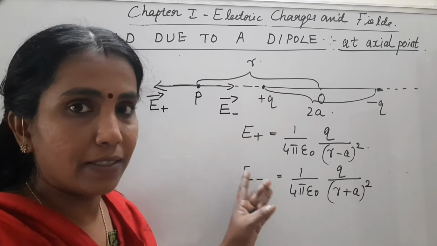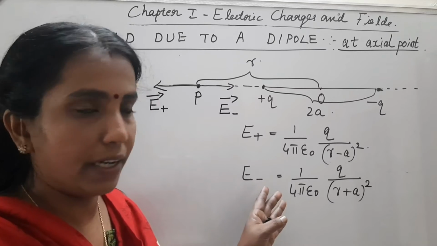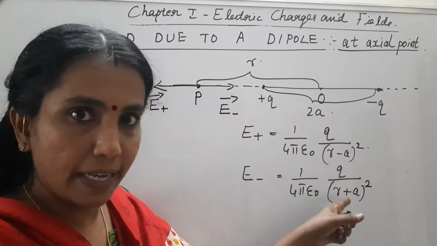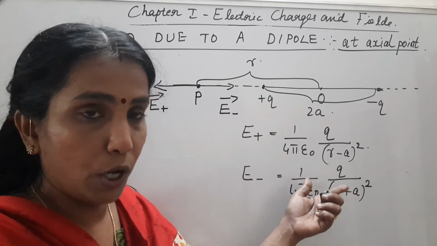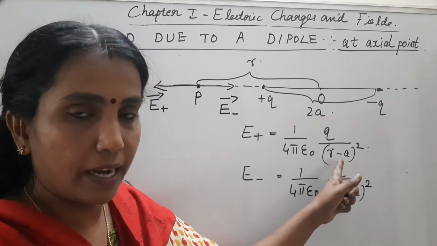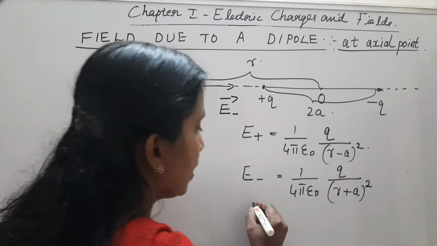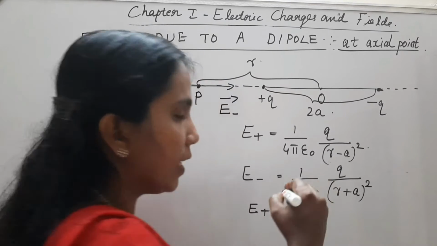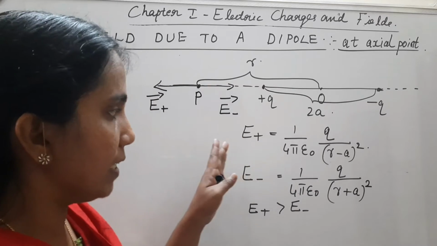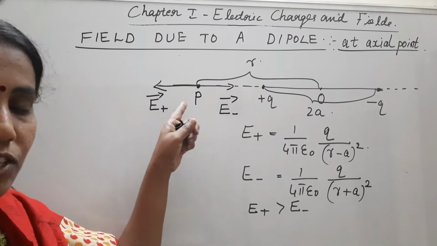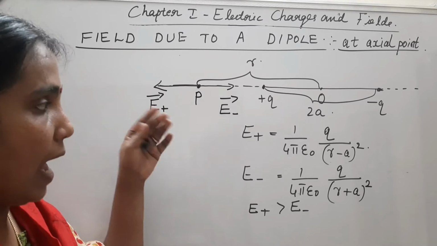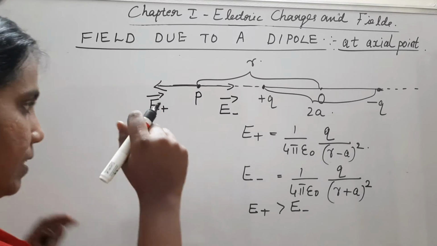So the two fields will not cancel each other, and which one will be more? Whose denominator is less, that field will be more. So which is less? This is less. So the magnitude E plus is greater than the magnitude E minus. So the net electric field will be in which direction? It will be in the direction of E plus. Okay, and how much will be that net electric field?